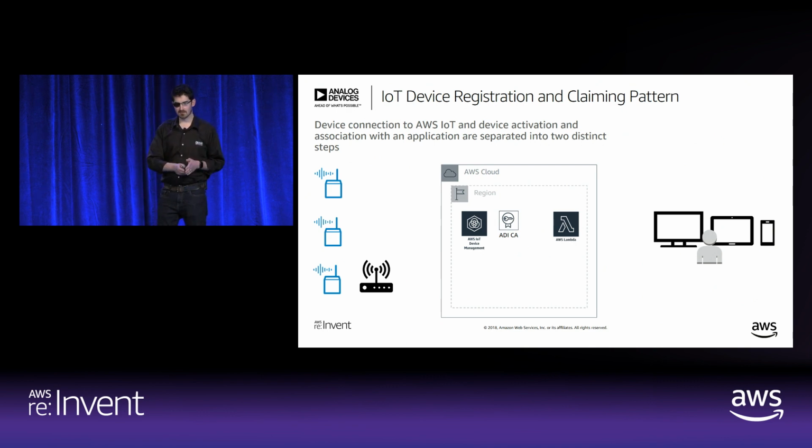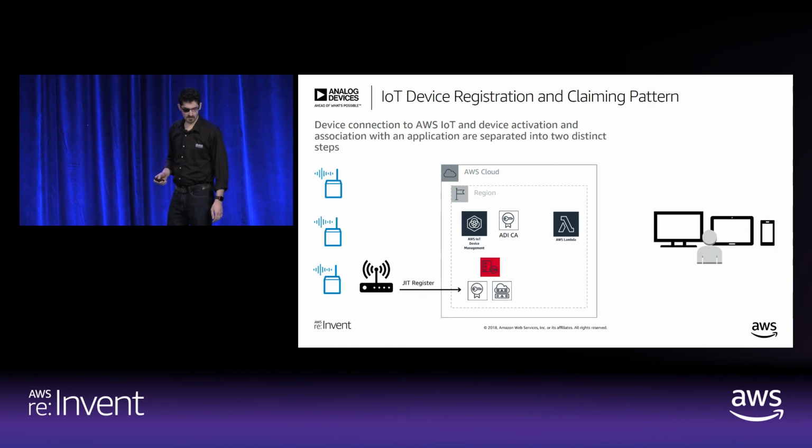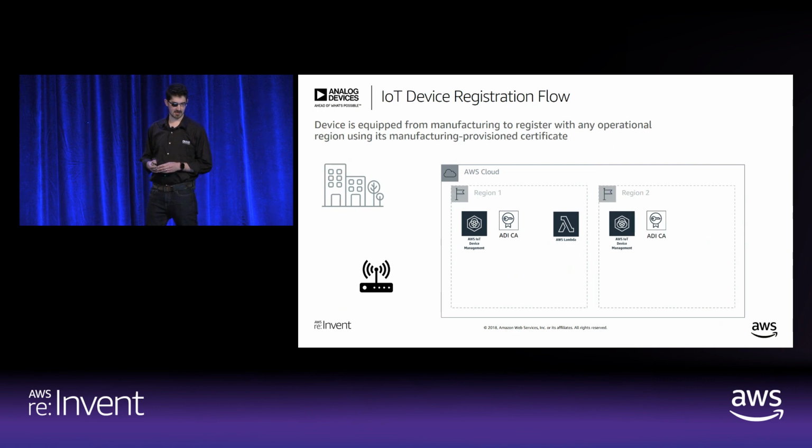Rather than baking full application and customer association configuration into the device right from the beginning, we're separating the task into provisioning the device and connecting it to IoT Core in whatever region or regions it's going to operate. Then claiming is a separate task, after the device is already registered, whereby we associate that device with an application and it's ready for business use. So again, connection, and then claiming, which is associating with an application. Two separate steps. Let's dig into that a little bit.